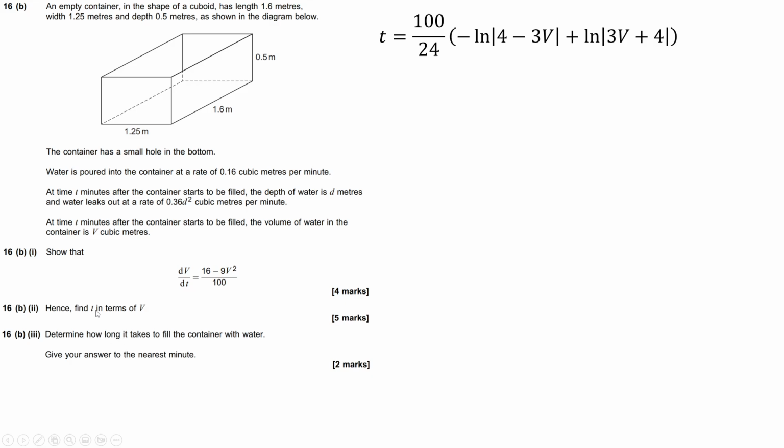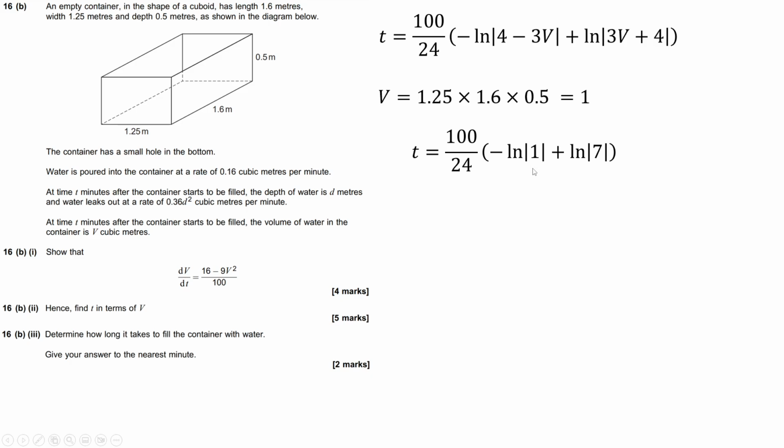You've found t in terms of v for 5 marks. And now for 2 marks, the last 2 marks of the paper, determine how long it takes to fill the container with water. Well, the volume is 1.25 multiplied by 1.6 multiplied by 0.5, which is 1, I think. Yep. Okay, and then just plug in v equals 1 into this. So this is going to be 4 take away 3, which is ln 1, and then 3 plus 4, which is 7.